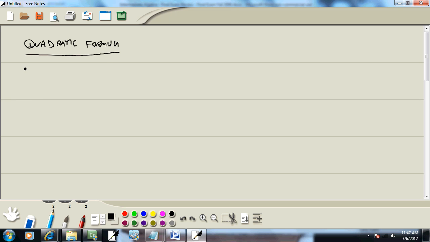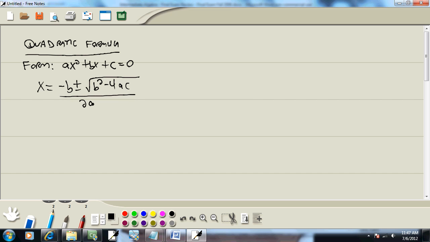You can use the quadratic formula when you have something of this form: ax squared plus bx plus c is equal to 0. Now you have to have 0 on the right side, and once you do that, then your a is what's before your x squared, b is what's before your x, and c is your number at the end. And then you can write your answer using this formula. x equals negative b plus or minus square root of b squared minus 4ac all over 2a.